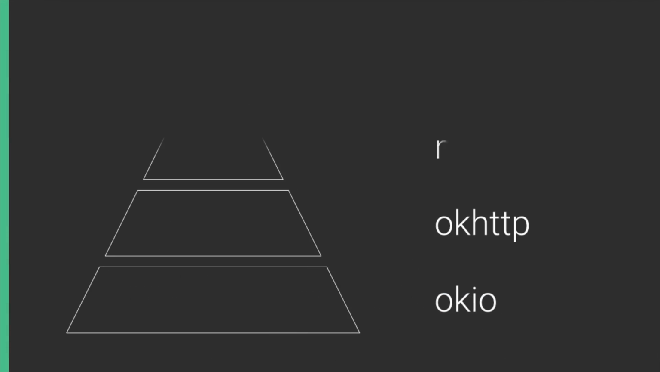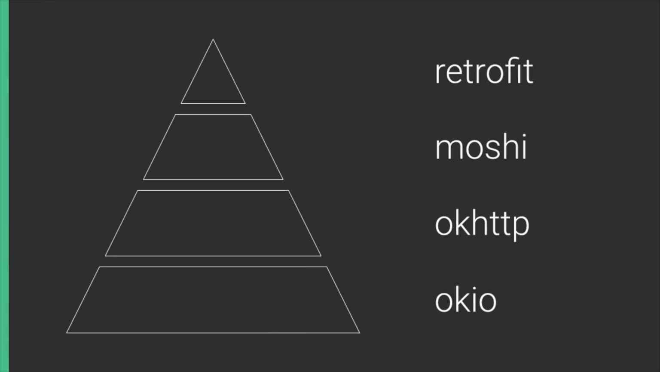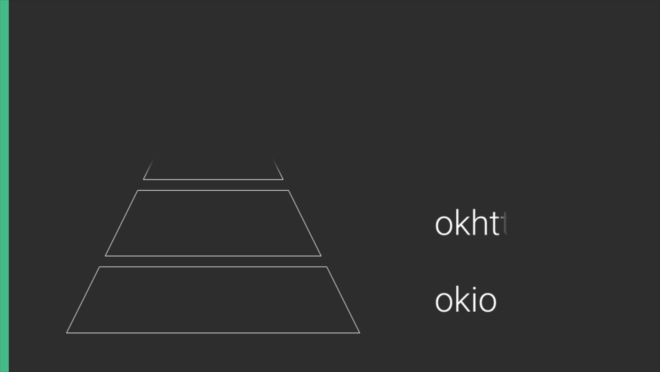And so there's three today that we're going to cover: OkHttp, Moshi, which is a new JSON library, and Retrofit. So let's get started with OKIO.